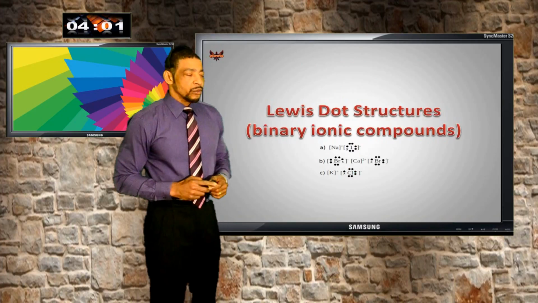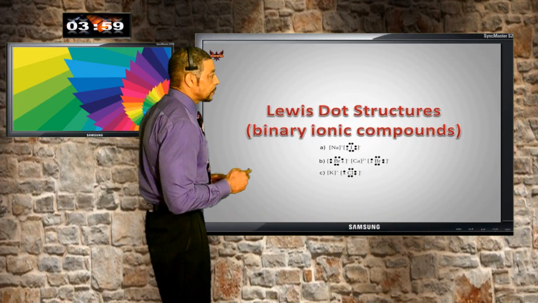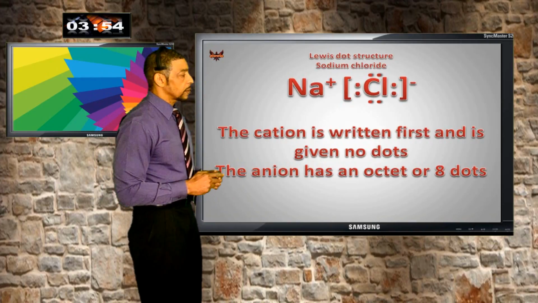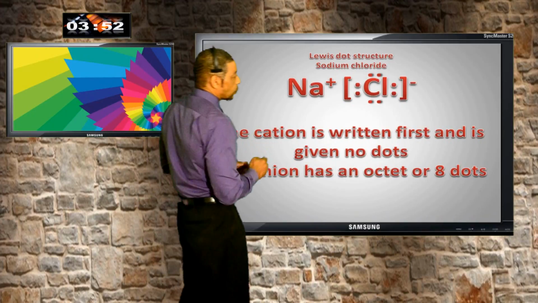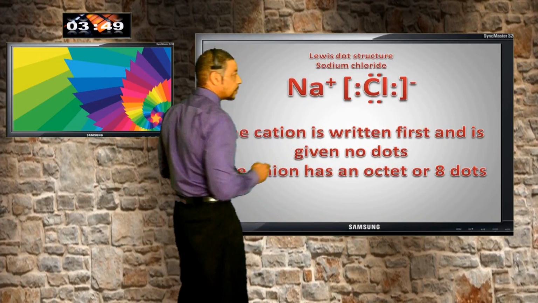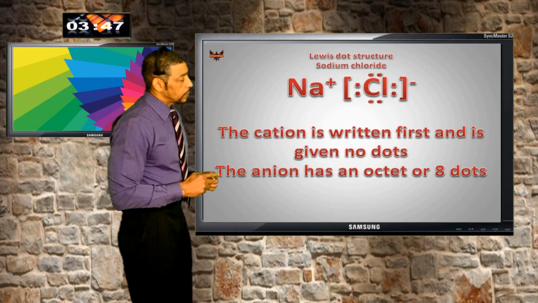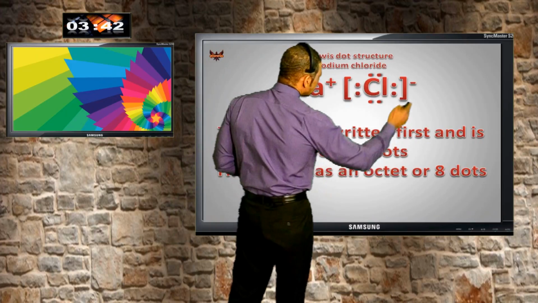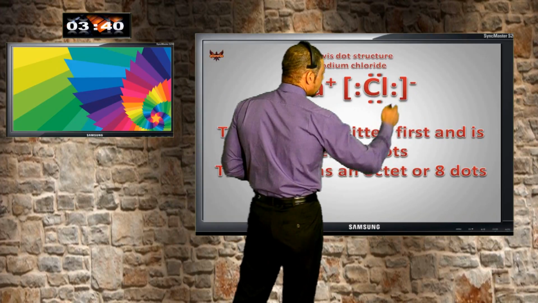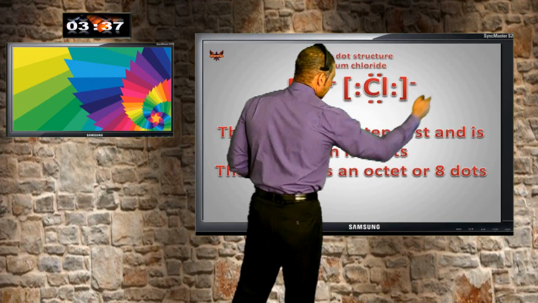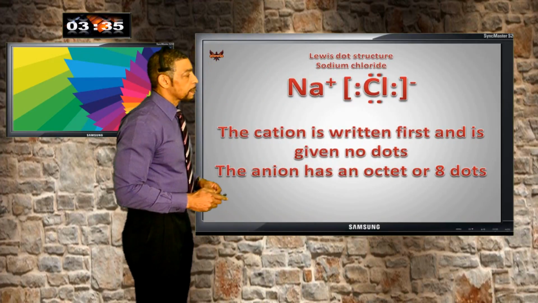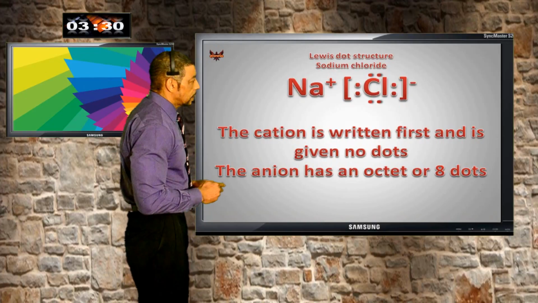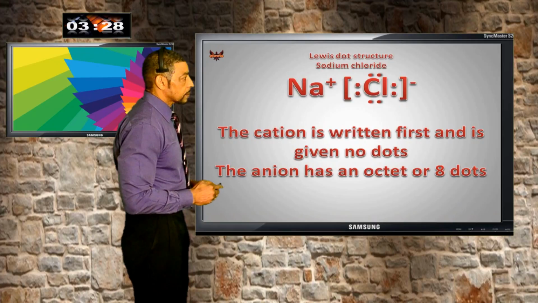Now for Lewis dot structures of binary ionic compounds. Consider the binary ionic compound sodium chloride. The cation is always written first and is given no dots, but we'll write in the oxidation state of +1. The anion will always be given an octet of dots of electrons placed within brackets, and the oxidation state is placed outside of the brackets. This represents the proper Lewis dot structure for the compound sodium chloride.